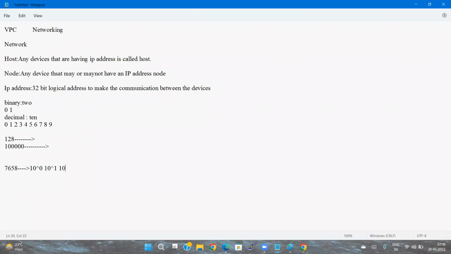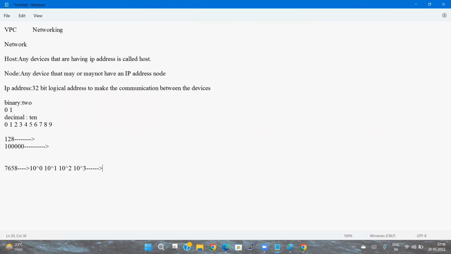How can you say that? 10 to the power of 2, which means 100, and here you have 7, which is in the thousands position, which means 10 to the power of 3. So here 10 power 0, 10 power 1, 10 square, and 10 cube, which means units position, tens position, hundreds position, and thousands position. It is in reverse that I have written. So I will go here.